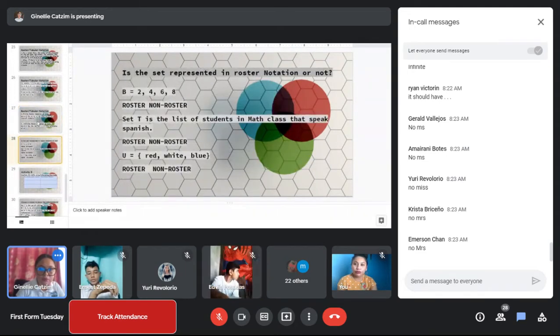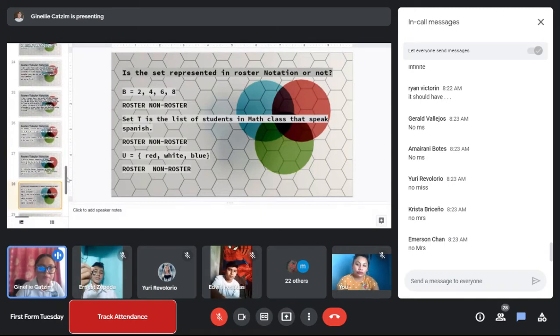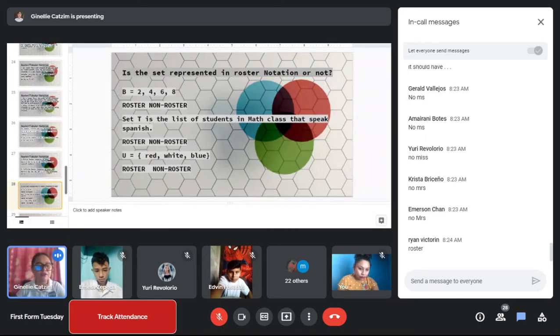So let's see. Is the set represented in raster notation or not? We have set B. Is that raster or non-raster notation? Type in the chat box or unmute yourself. Is it raster or non-raster? We are talking about set B, the first one. Ryan says raster. Who else?